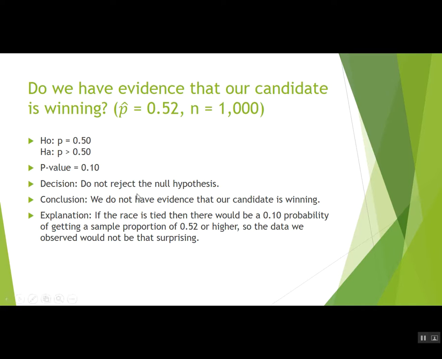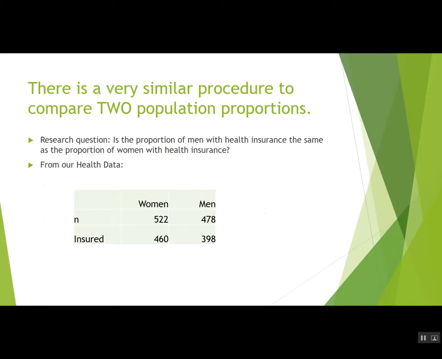When you don't reject, that means maybe the null is true. We don't have evidence that the null is false. So the conclusion is we do not have evidence that our candidate is winning, because if the race is tied, there would be a 0.10 or 10% probability of getting a sample proportion of 0.52 or higher. So the data we observe would not be that surprising.